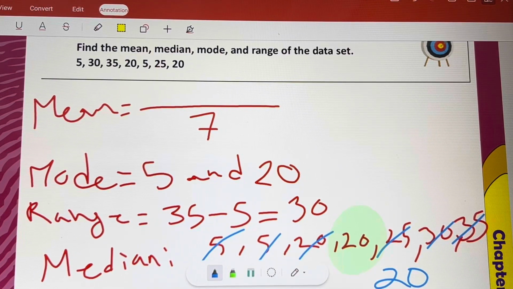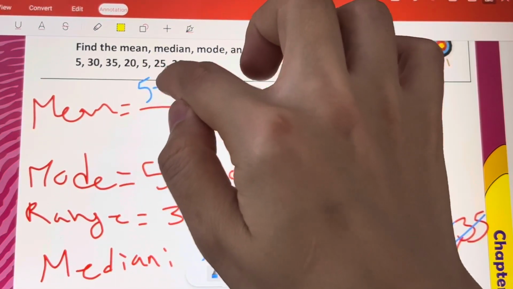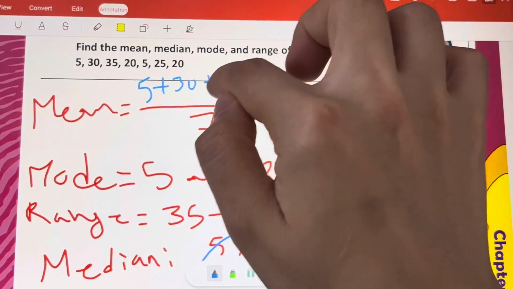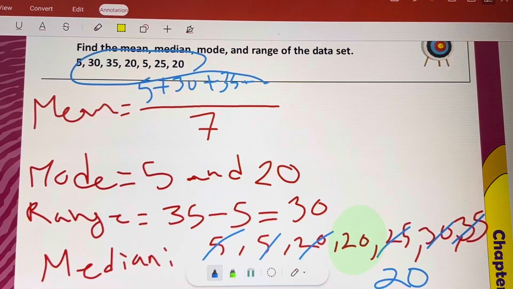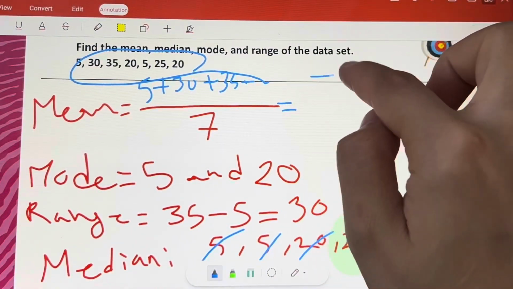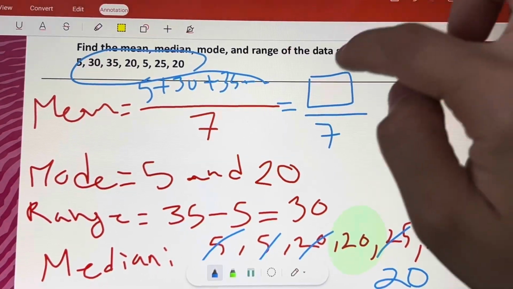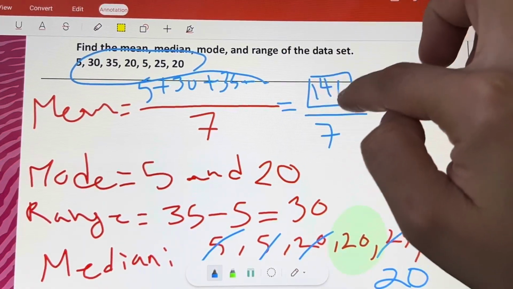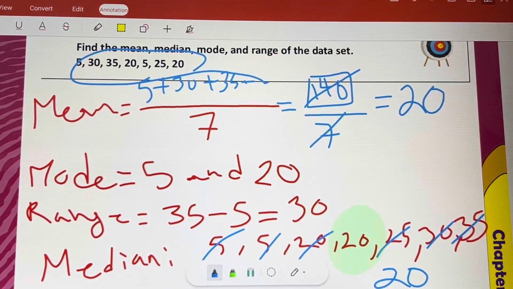Now, going back to the mean, I have to add all those numbers that we have. So 5 plus 30 plus 35, plus all these numbers here. When I add these numbers, I get 140. And 140 divided by 7, I'll get 20. This is how we answer these types of questions.